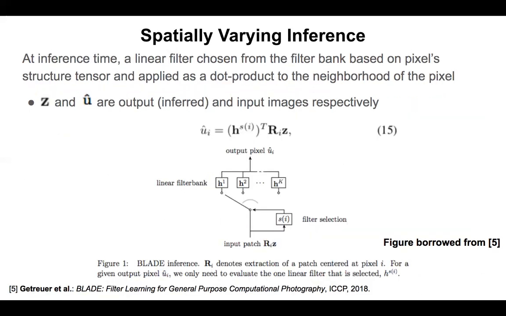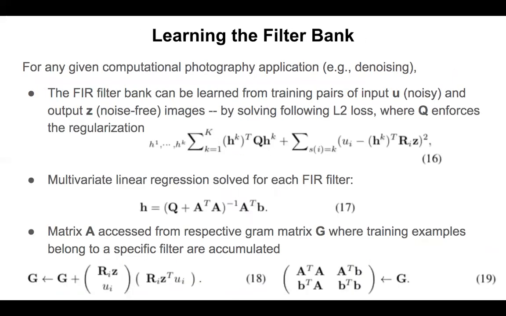So this was about the inference. So let's talk about how we are going to learn these filters. What we are going to do is, we are given a bunch of training images. I am going to take the example of computational photography, where we have noisy images and noise-free images. Noise-free is our target images and noisy is our input images.